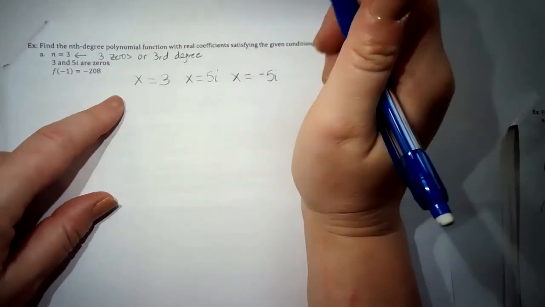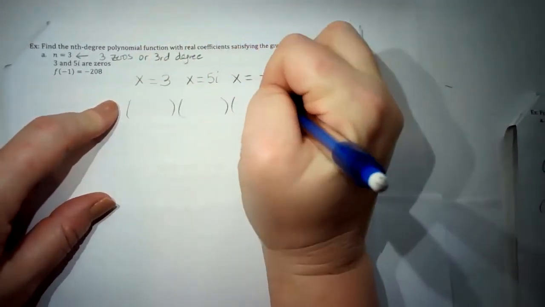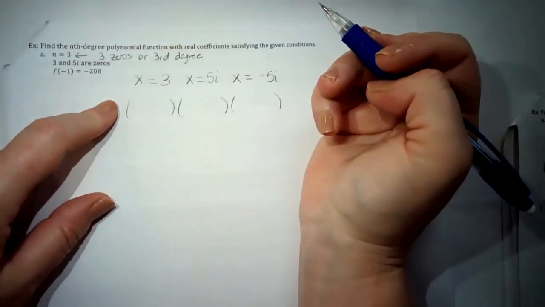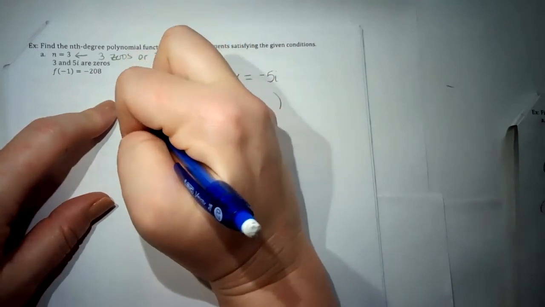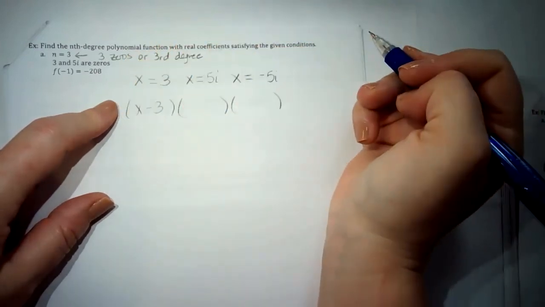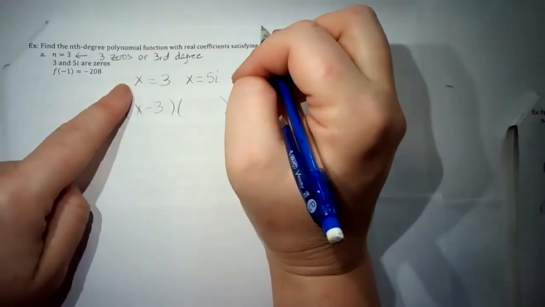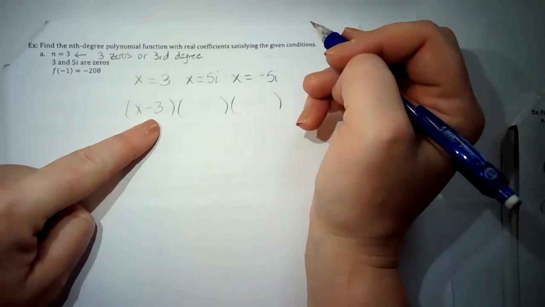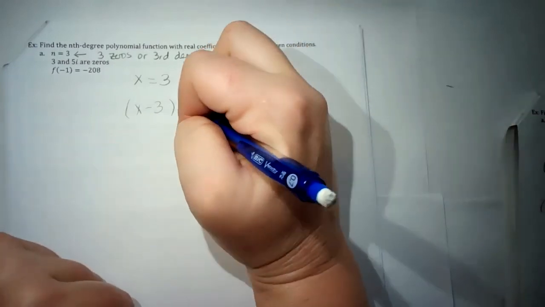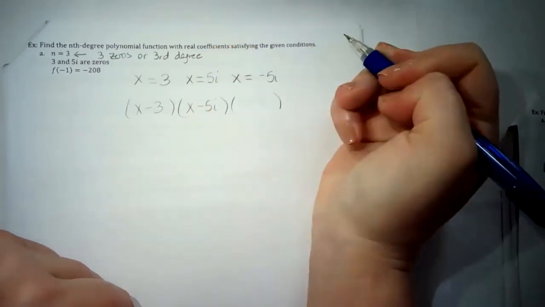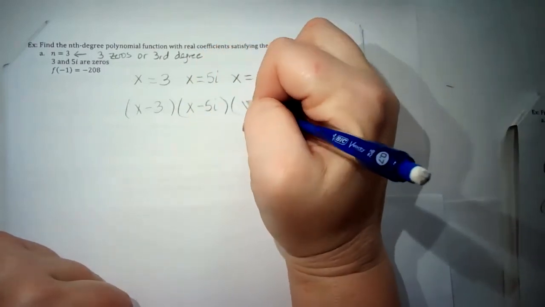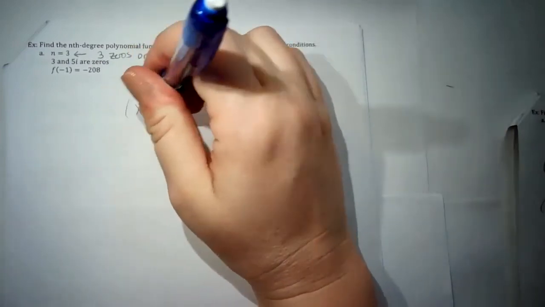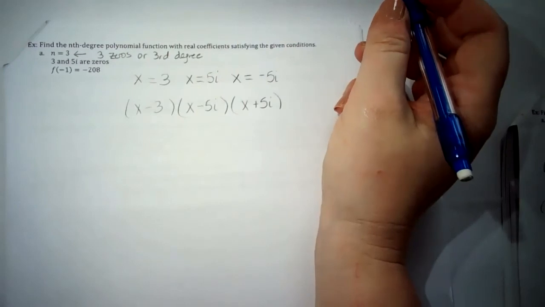Okay, now I don't just want answers, I want packets. So how am I going to put x equals 3 into a packet? I would subtract it over and do x minus 3, right? Remember that? If you have this packet, that's what that answer means. Everybody kind of remember that rule? You just got to go the other direction. So what's my packet for this guy going to look like? X minus 5i. What about this packet? X plus 5i. So to get my poly, I need to multiply all 3 of those together.